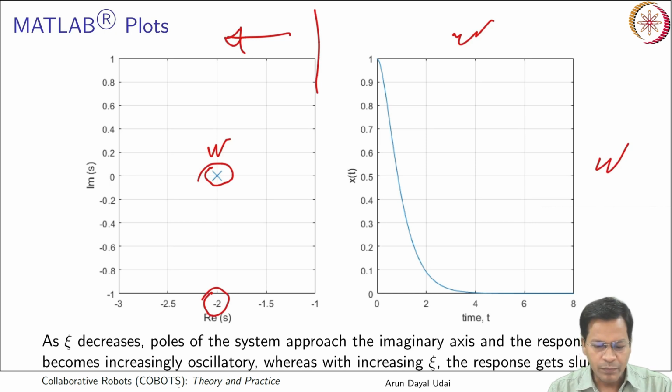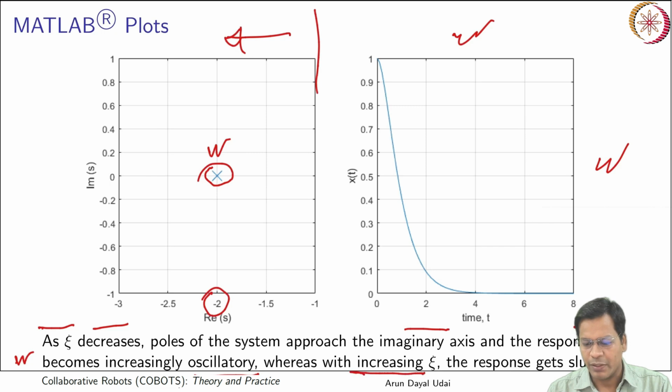As your damping ratio xi decreases, the poles of the system approach the imaginary axis and the response becomes increasingly oscillatory. Whereas with increasing damping, the response gets sluggish. So there is a point in between at which you should see a critically damped case. After that it becomes overdamped. This is the set of behavior that you should see in all these cases.